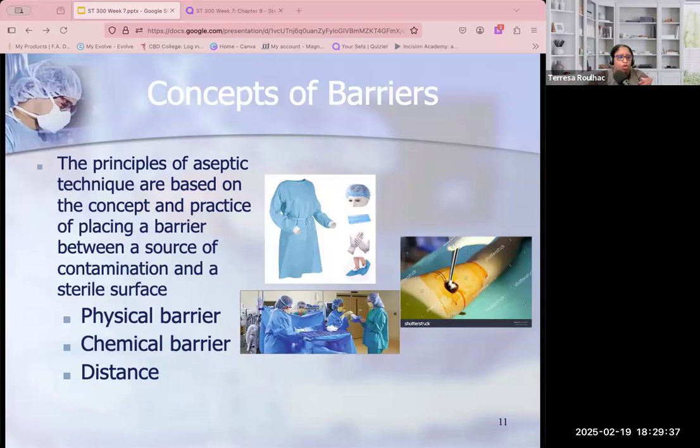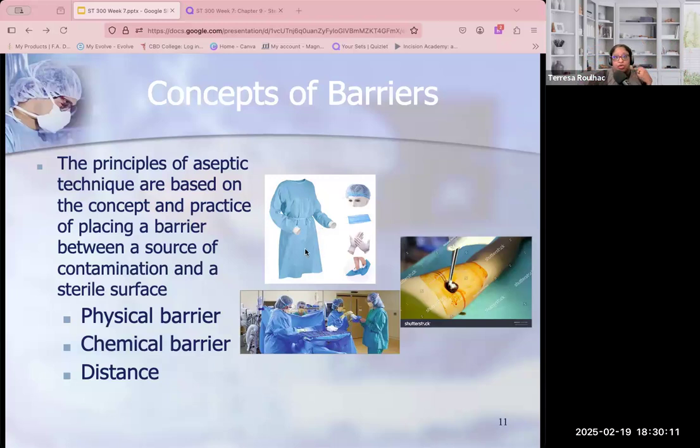So we have physical, chemical, distance barriers. It helps us as a team protect both the patient and ourselves from being contaminated during surgical procedures. Let's break it down a little bit more. Okay. We have our physical barriers right here: gowns, gloves, your hair cover to prevent your hair from falling into the field. If you have a beard, we have beard covers in some cases. We have our shoe covers.